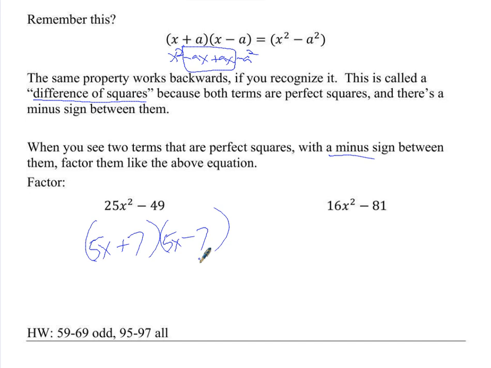How about the last one, 16x squared? Is that a perfect square? Yes. Is 81 a perfect square? Yes. Are we subtracting them? Yes. So this is the difference of squares, so I can factor it into conjugates. A plus and a minus. My first term will be 4x. My last term will be 9. Over here I'll have 4x and 9. Those are your answers.